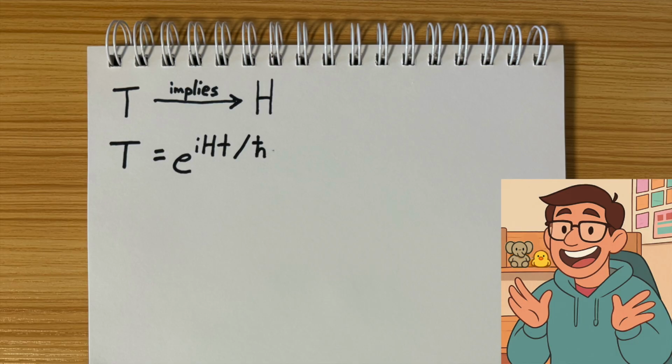It states the following. Suppose you have some operator. In our case, let's suppose this operator is our good old time translation operator T. If there's an operator, Stone's theorem says, then there must also exist some second operator. We'll call it H. Stone's theorem then tells us that this first operator, T, and this second operator, H, are related to each other by the following equation. T equals e raised to the power of i H t over h bar. Let's break this equation down step by step.